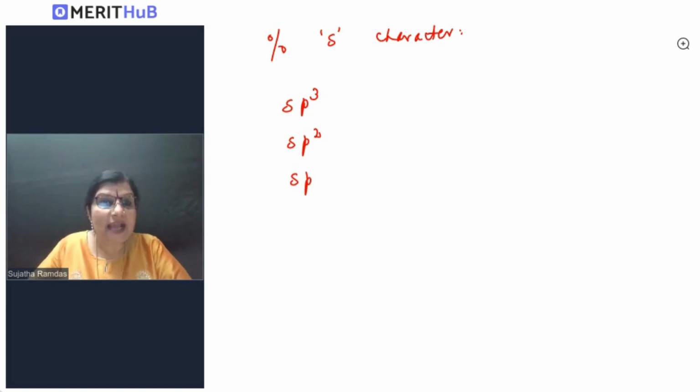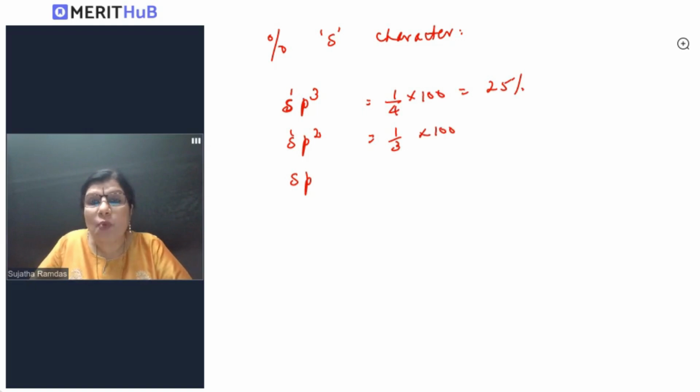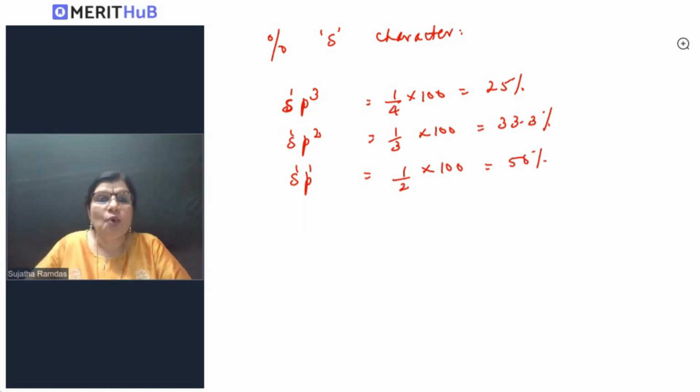In the sp3 hybridized state, the percentage S character would be 1 out of 4 into 100, which is 25%. In sp2, it is 1 out of 3 into 100, which is 33.3%. And in sp, it is 1 out of 2 into 100, which is 50%. Now, what is the significance of the percentage S character?